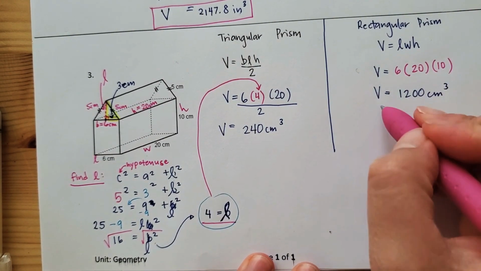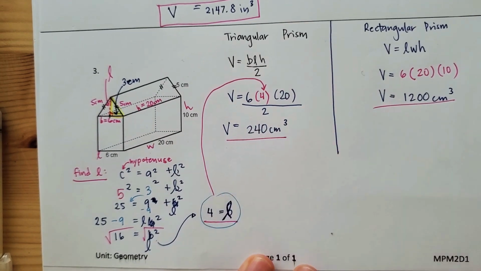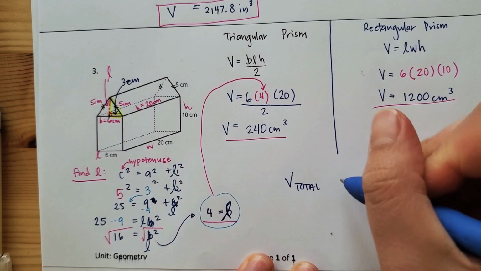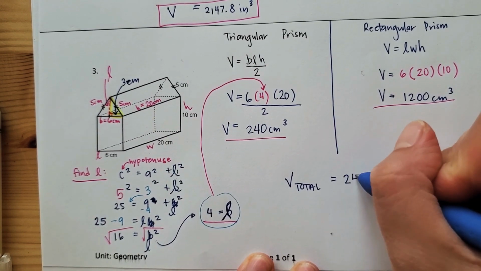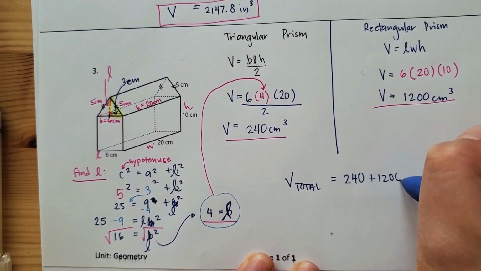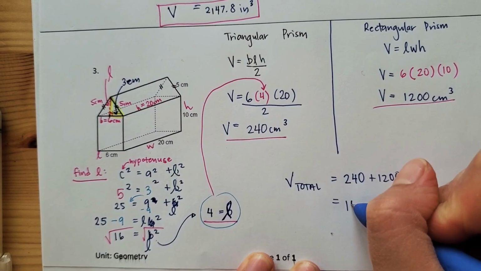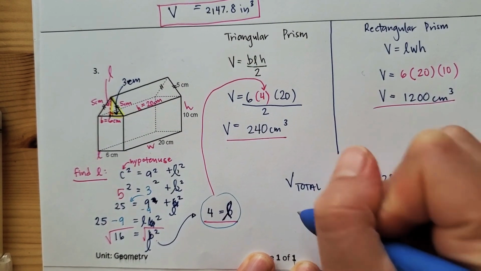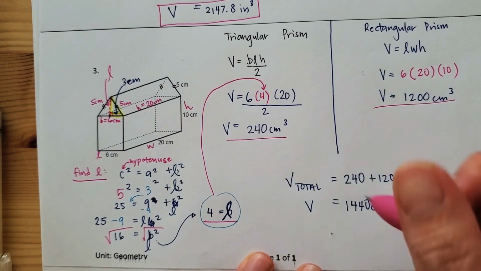So that's the rectangular prism. This is a triangular prism. So the volume total is 240 plus 1200. So that should be 1440 centimeters cubed. And you're done.